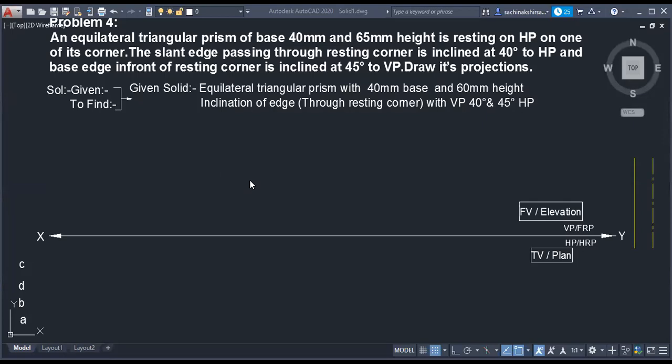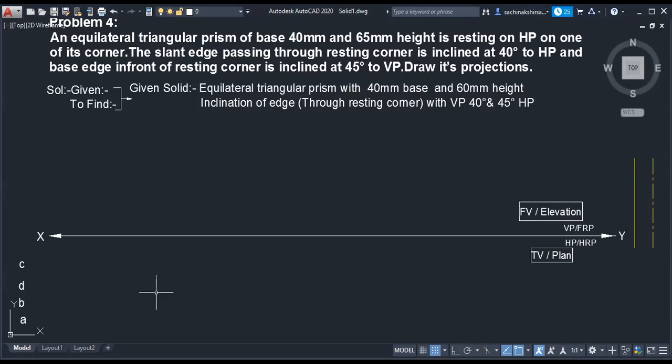It is on a corner. As it is placed on the corner, in projection of solid, where do we have to draw that corner? Towards the right hand side. Okay, so up to this, shall we start to draw? Yes, sir.